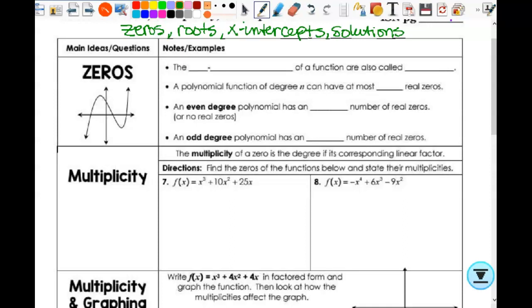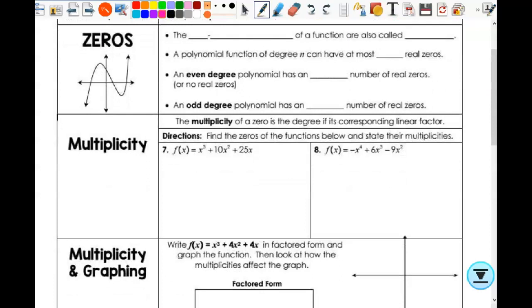Sometimes they're written a little bit differently depending on what you're asked for, but it's still just talking about where are we crossing the x-axis, right? Or where are we intersecting the x-axis? So this kind of uses all the little terms here. The x-intercepts of a function are also called zeros. So this is stuff we kind of already know, right?